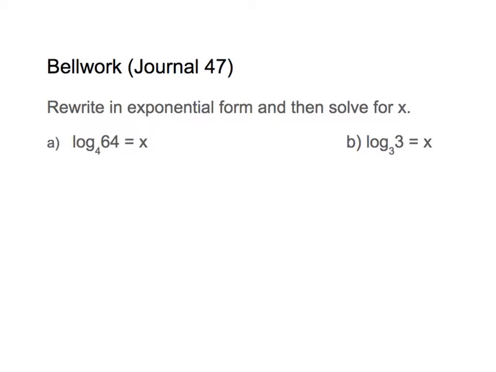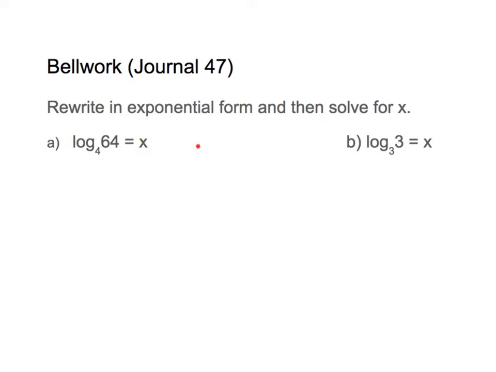Okay, so now we're on journal 47 and we're going to start out with our bell work. If you remember from the last lesson, we learned how to rewrite exponents to logs, how to write them from logs to exponents, and also how to graph them. So now we're going to take a look at evaluating.